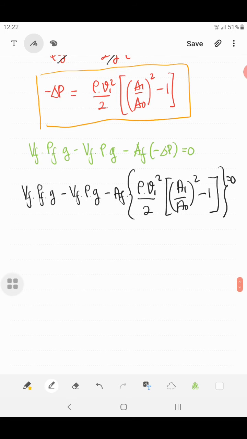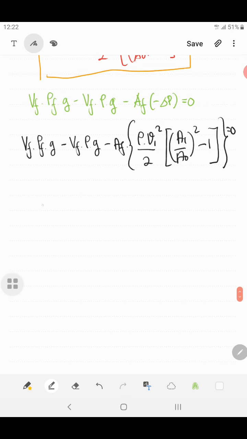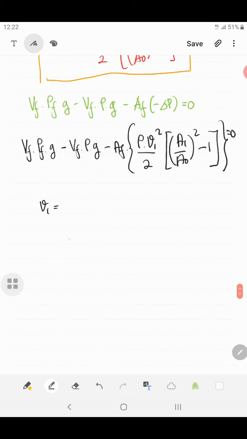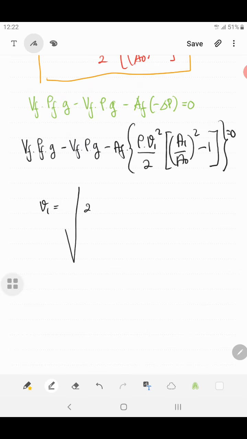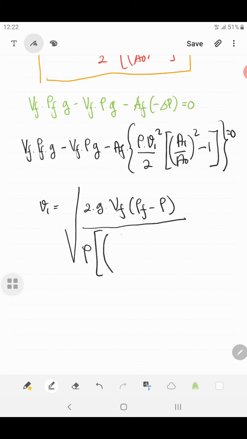And if you simplify this equation, you will get that V1 is equal to the square root of 2G Vf times rho f minus rho over rho times A1 over A2 square minus 1 times the area of the float.